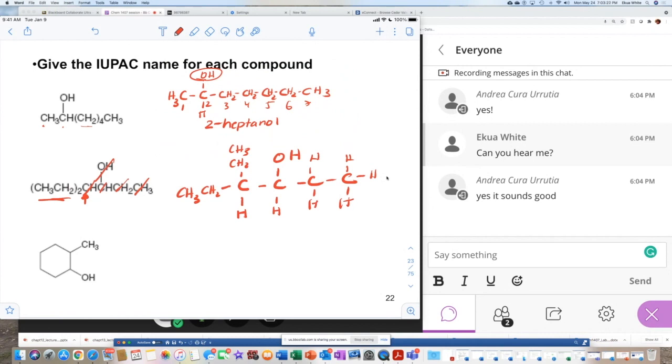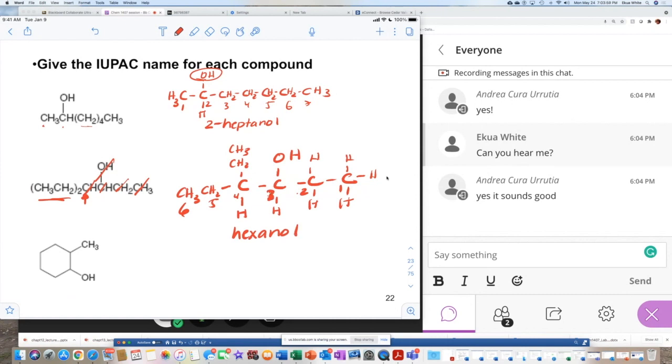When it comes to numbering, I have to number in such a way that the OH ends up with a smaller number. If I try from the left, 1, 2, 3, 4, the OH will be number 4. If I try from the right, 1, 2, 3, that's a better numbering system to give the OH a small number. So this is what works. My longest chain is then 1, 2, 3, 4, 5, 6. I think this is the longest. So 6 will be hexanol.